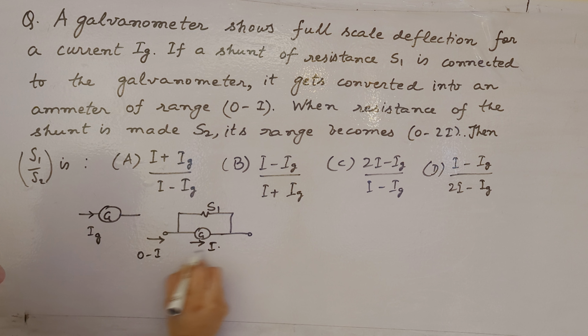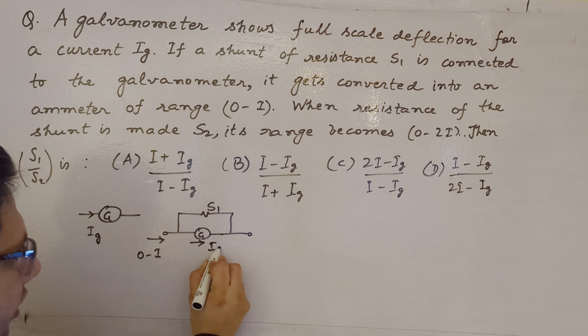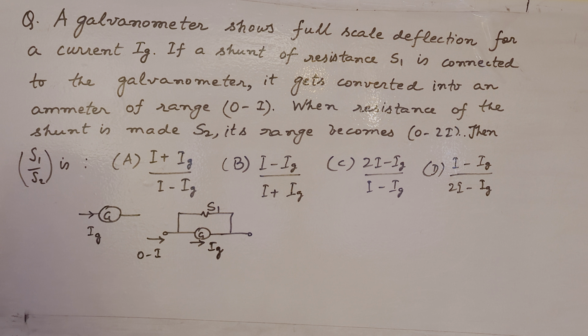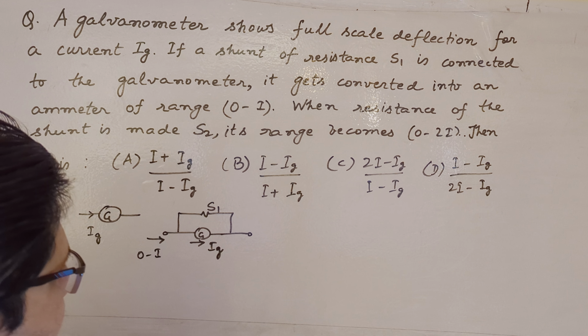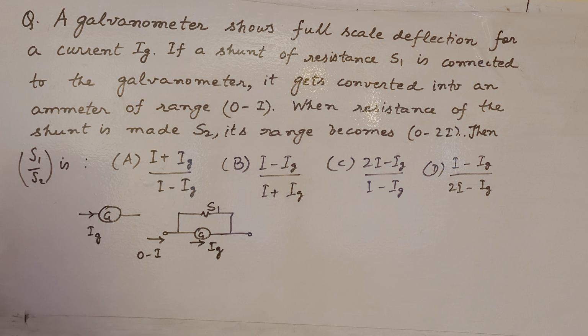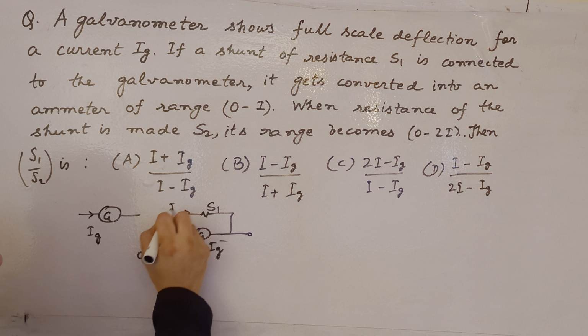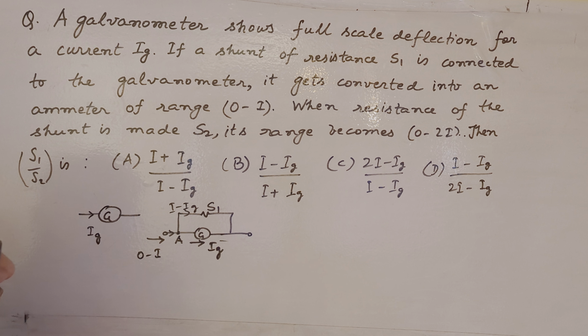For full scale deflection, the current is I, and Ig remains the same for the galvanometer. This is the first case. Suppose the maximum current I is flowing into it. Then, according to Kirchhoff's current law, at this node, let us call it node A, the incoming current is I. The maximum current in the galvanometer branch is Ig, so the current going into the branch of S1 is I minus Ig.